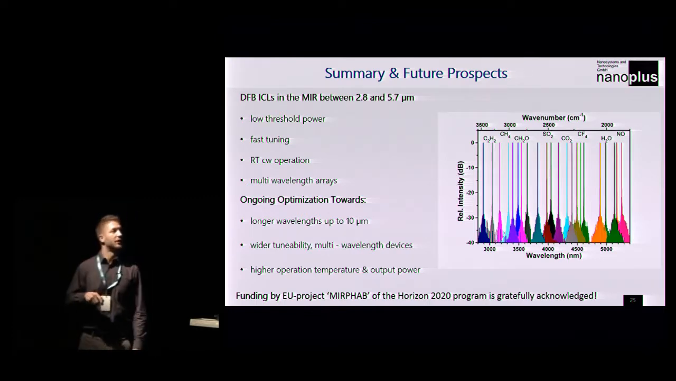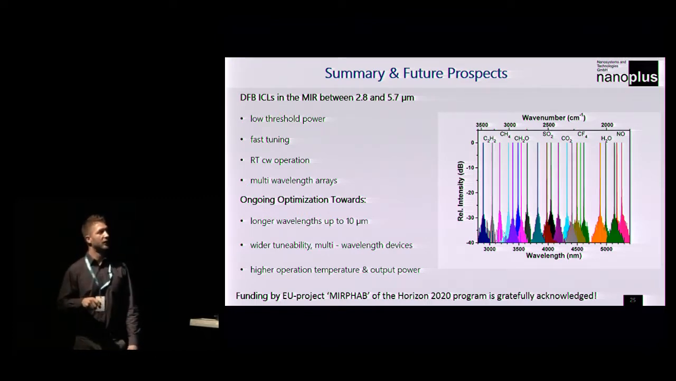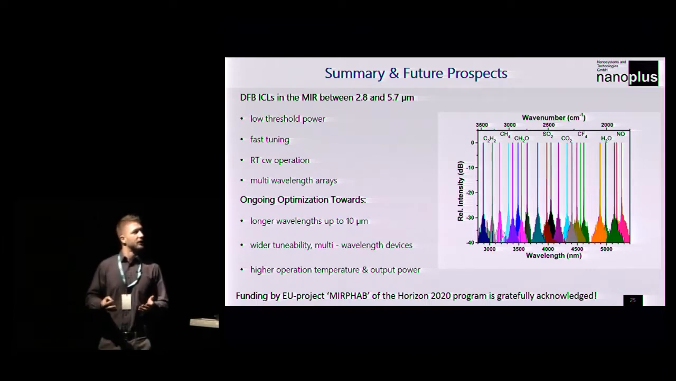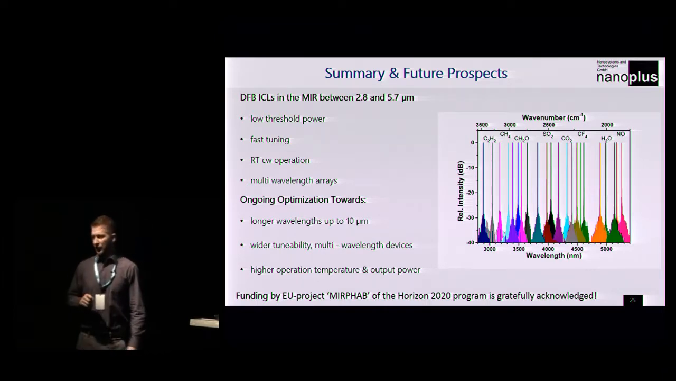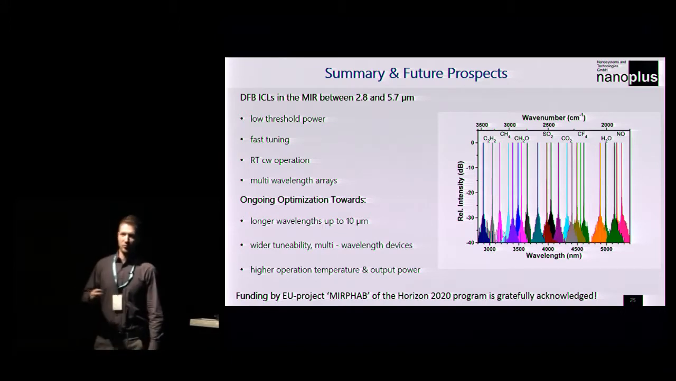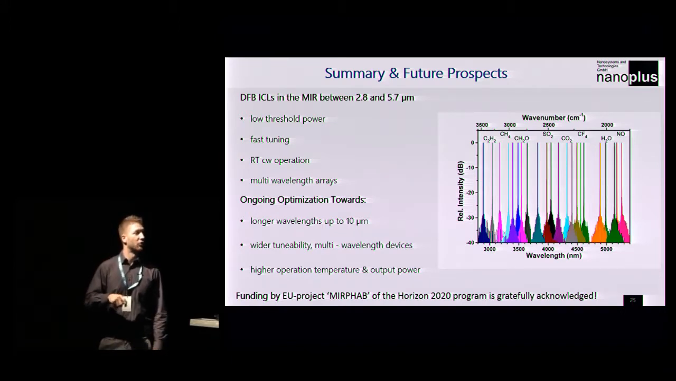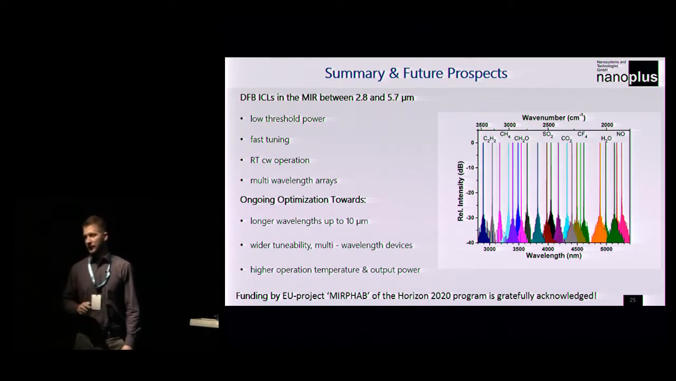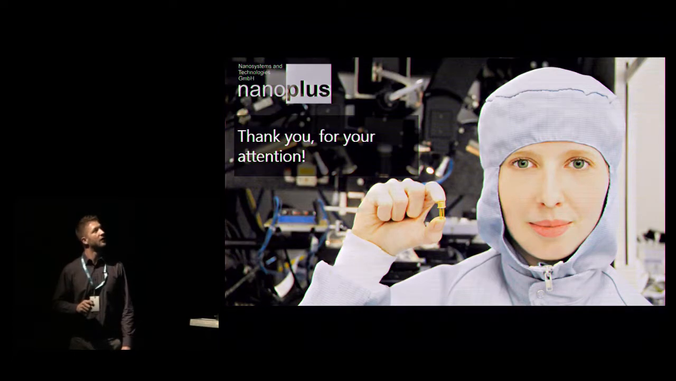And in the future, the ongoing optimization will go into even longer wavelength. We want to reach up to 10 microns with the ICL, which in principle should be possible. We want to reach wider tunability and more flexible multi-wavelength devices. And of course, what most customers ask for is higher operation temperature and output power. So this is another fact that we're going to invest research in. So with this, thank you for your attention.